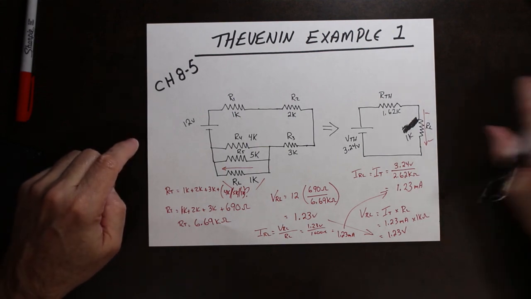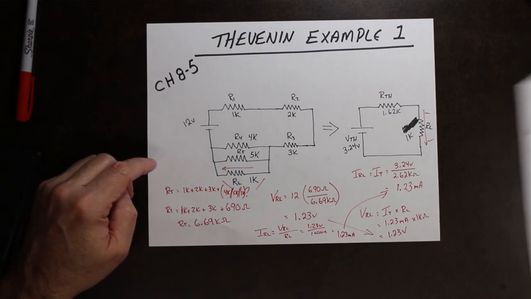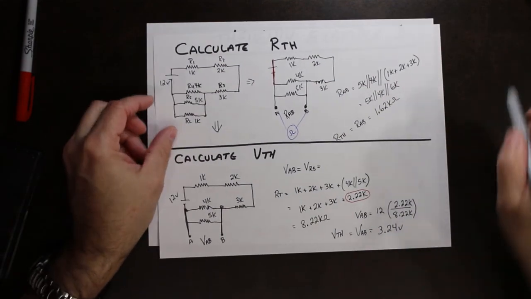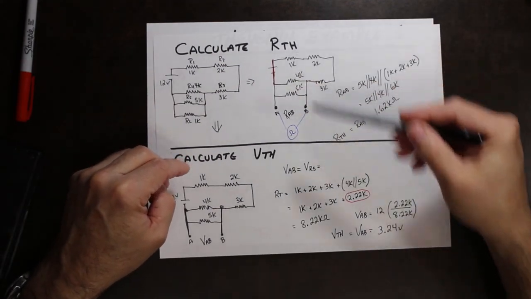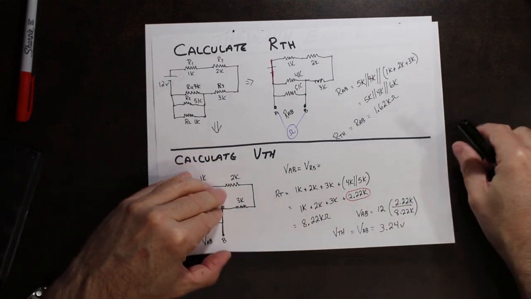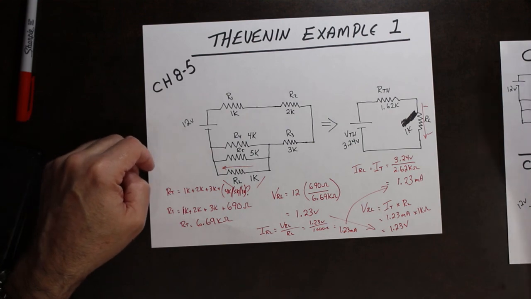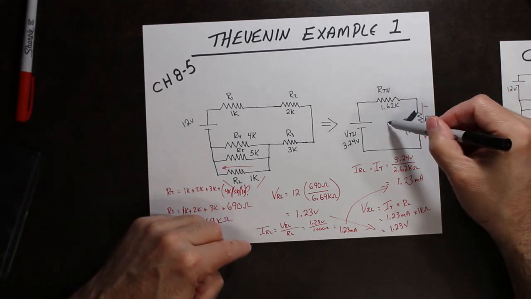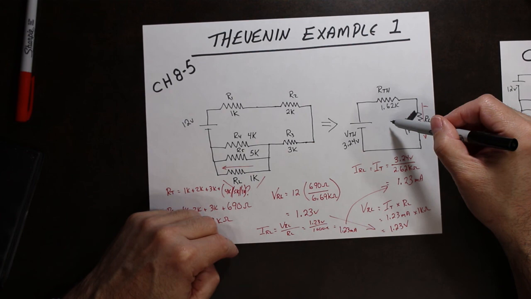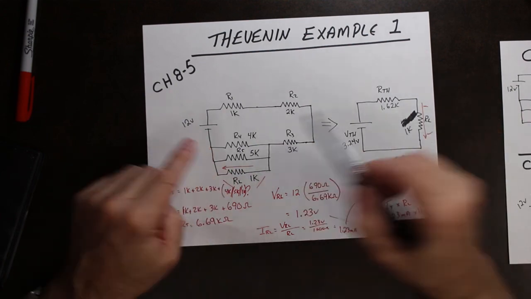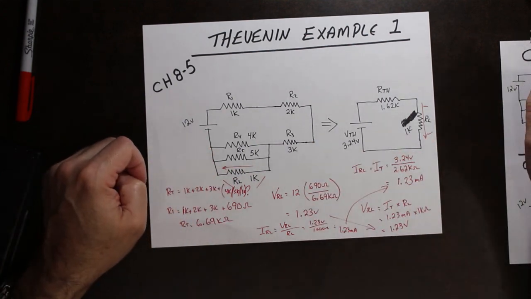So here's the procedure. R Thevenin, V Thevenin, our calculations, and our proof that it actually works. That is Thevenin's equivalent circuit. That is the original.